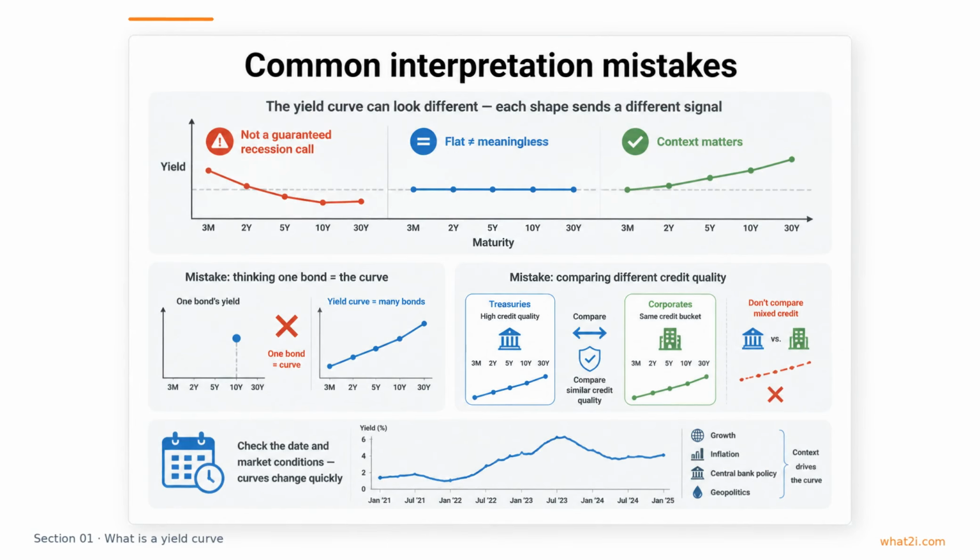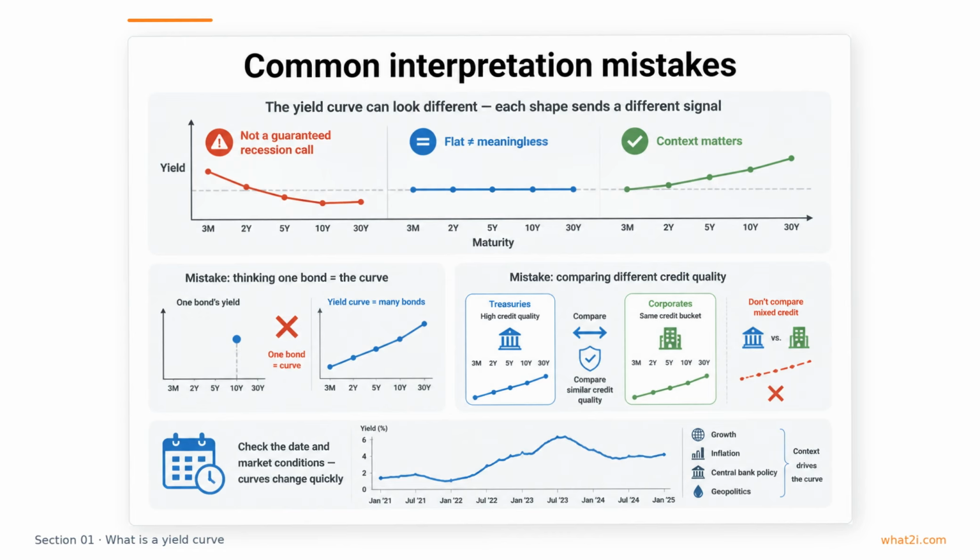There are a few common mistakes that are worth avoiding from the start. First, an inverted curve is not a guaranteed recession call. It is a warning signal, not certainty. Second, one bond's yield by itself is not a yield curve, because a curve requires multiple maturities. Third, a flat curve still carries information, often about uncertainty or transition, so it is not meaningless. And finally, always compare bonds of similar credit quality, or you can confuse maturity effects with credit risk effects. Good interpretation begins with knowing both what the curve can say and where its limits are.